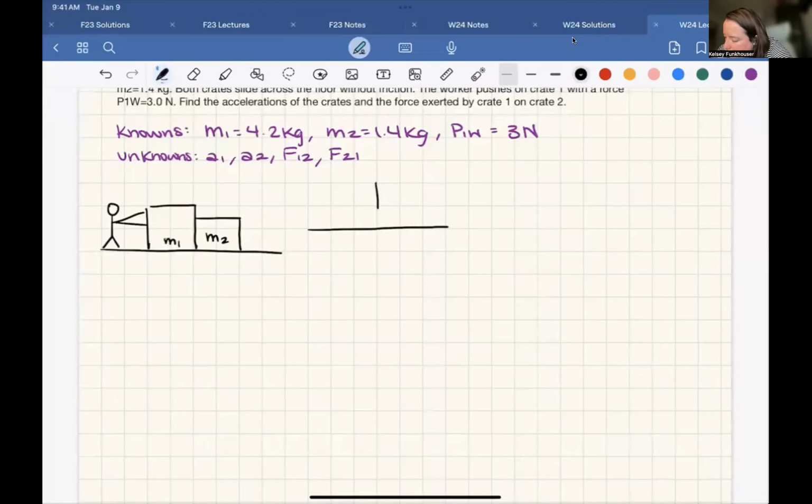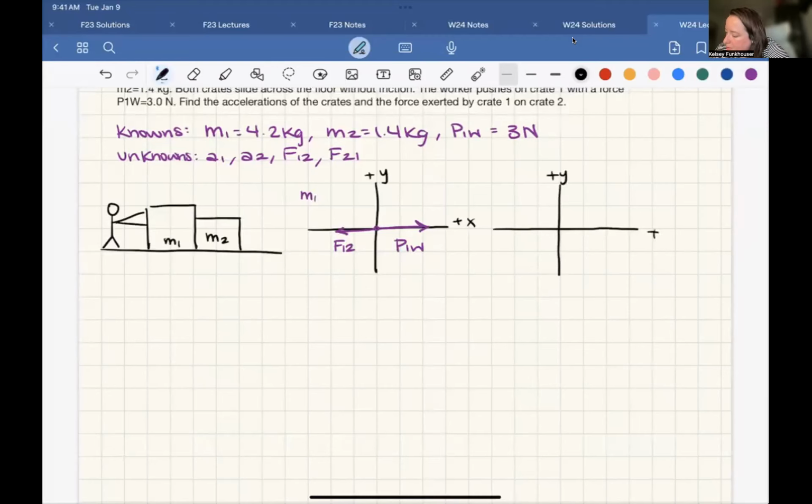So here is our x-axis, and I'm putting the y, but again, we're not using it right now. Plus y, plus x. So this is going to be for mass 1. Mass 1 has a pushing force from the worker, which is again P1W. And then it also has a force on crate 1 from crate 2. Then we want to do the same thing for crate 2.